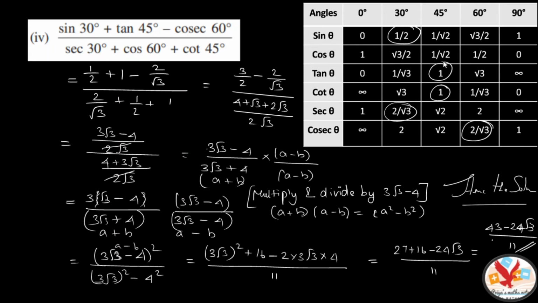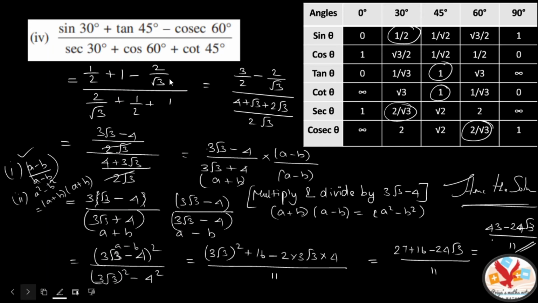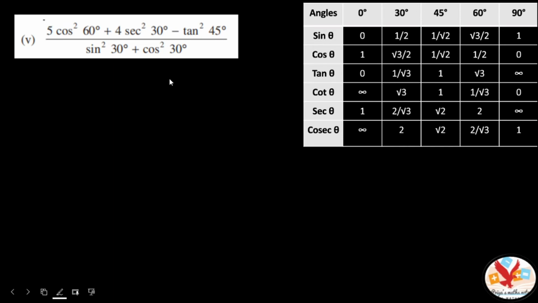Which is very simple. What are the points you have to remember to solve this problem? First thing is multiply and divide by a minus b form. And second thing is you have to remember the a square minus b square identity, a plus b into a minus b. These are the points you have to remember to solve this problem. Okay, and next is problem number 5, which is very simple.